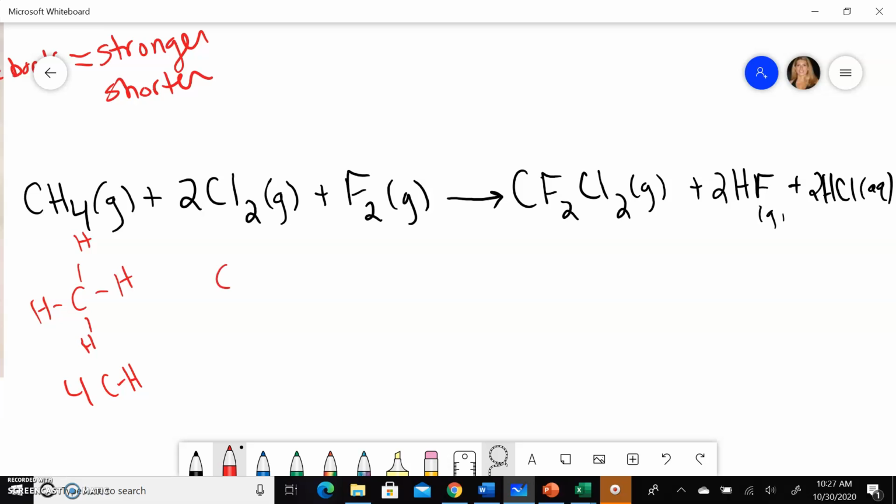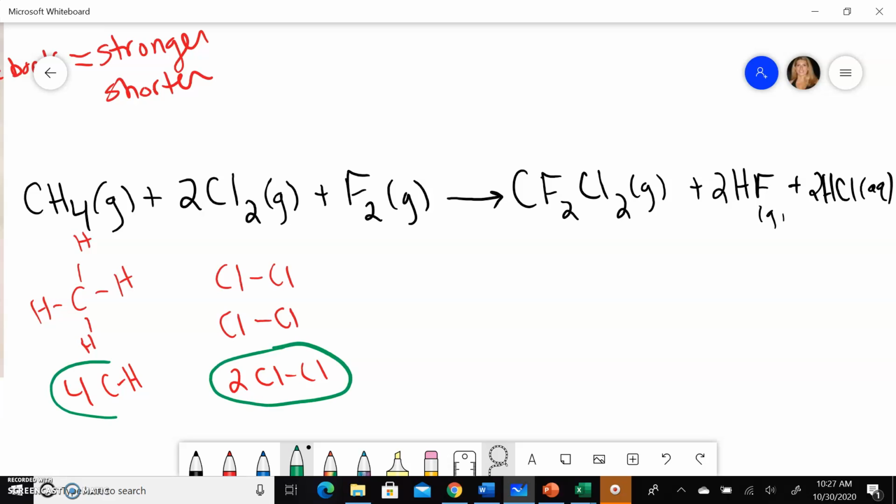Then we have chlorine gas, and we have 2 of them. So we're going to have 2 Cl to Cl bonds. These are all the things that we have to break. So you're going to break everything on the reactant side, and then you're going to form everything on the product side. For fluorine, we have F2. I'm not doing all the dots, but they all have valence electrons on the outside. So we're going to, oh, that's just one of them, sorry.